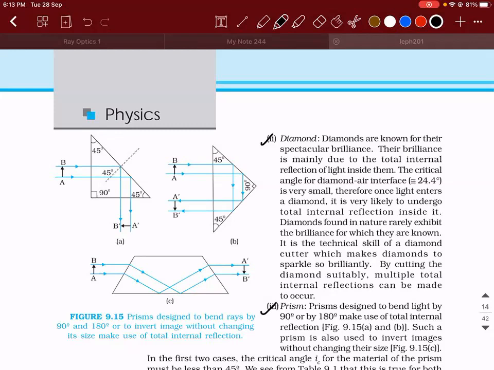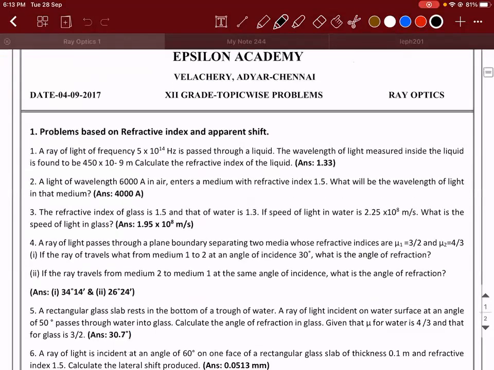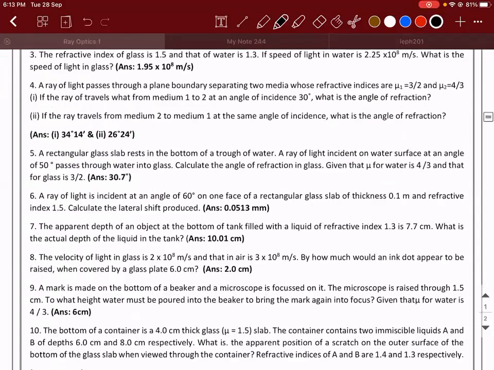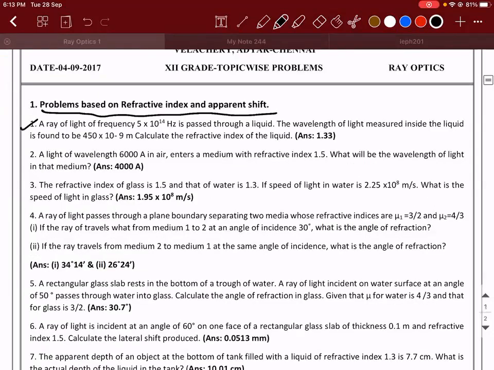To get more grip over this, I'll be solving some problems today. The first set is problems based on refractive index and apparent shift. Let's solve them. There is a ray of light of frequency 5 into 10 power 4 hertz which is passed through a liquid. The wavelength of light measured inside the liquid is found to be 450 into 10 power minus 9 meter. Calculate the refractive index of the liquid. So how to solve this?